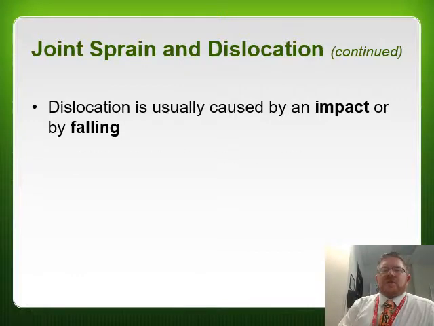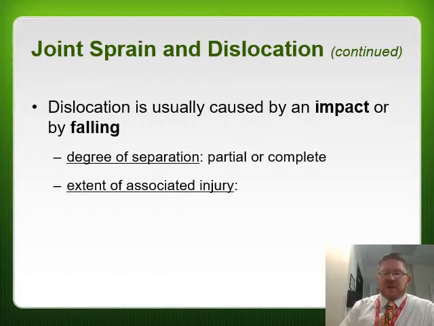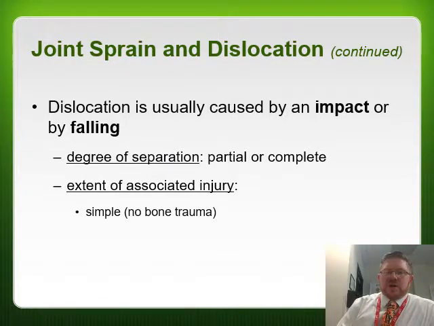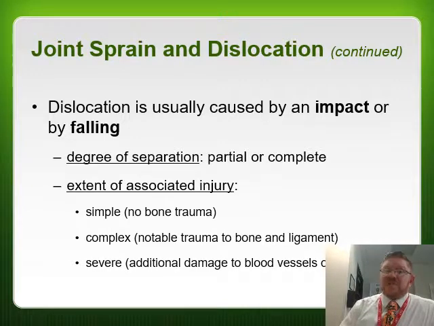Dislocation caused by impact or falling. The degree of separation, so you might have a subluxation, which is a partial dislocation, or a complete dislocation. It could be simple, so it might just be dislocation. Things are just kind of pulled away from one another, so there's no bone trauma. Or it could be complex. So not only have you had these two components of a joint pulled away from one another, but in addition to that, the ligament has also been damaged. Maybe the bone has been torn away, sheared away. There's some issues there.